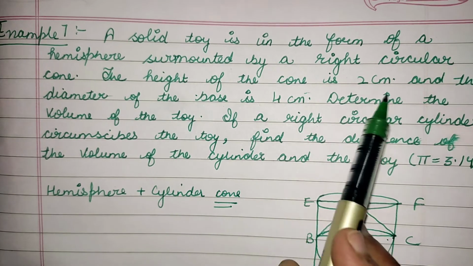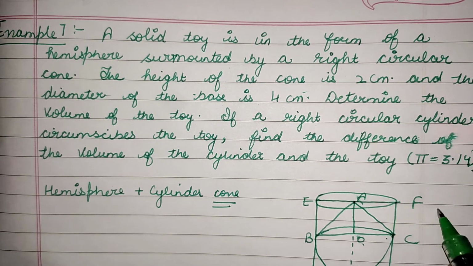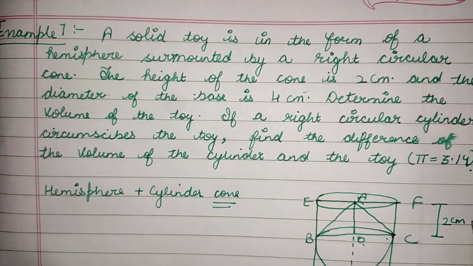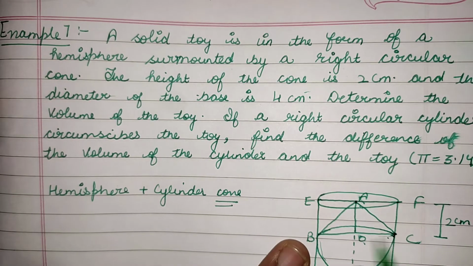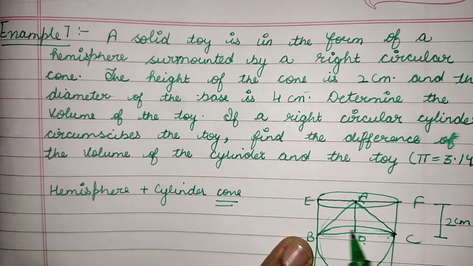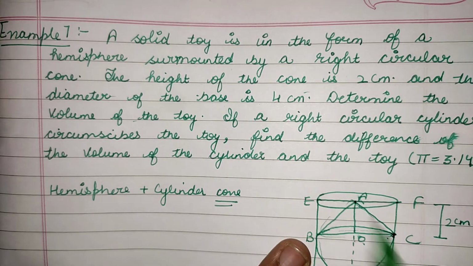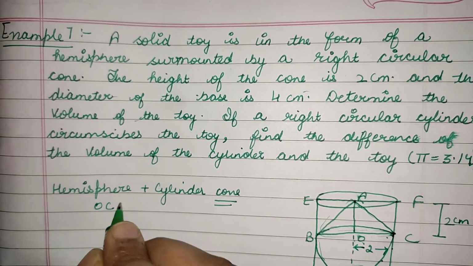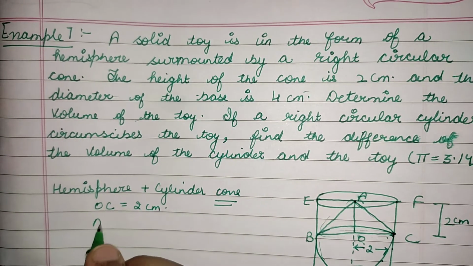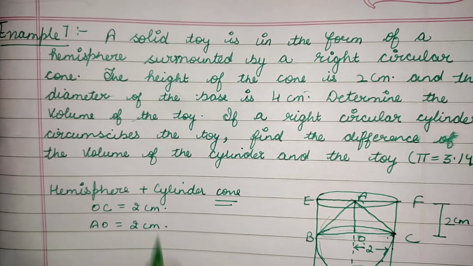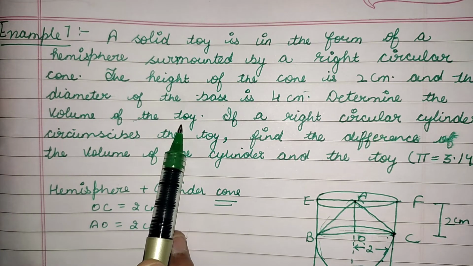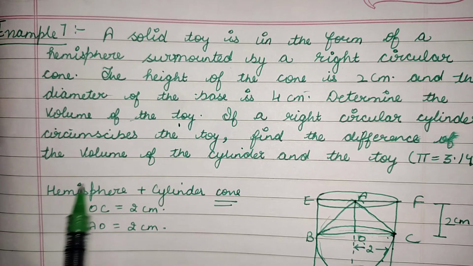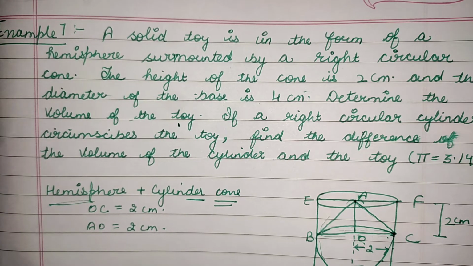The height of the cone is given to us equal to this height, this AO, equal to 2 centimeter, because this is my cone, this is my hemisphere, and the hemisphere is surmounted by this cone, and the diameter of the base is 4 centimeter. If diameter is 4, then this OC will be equal to 2 centimeter, and AO is also equal to 2 centimeter. Then we have to find out the volume of the toy. Till now they are talking about only two figures, one is a hemisphere and one is a cone.